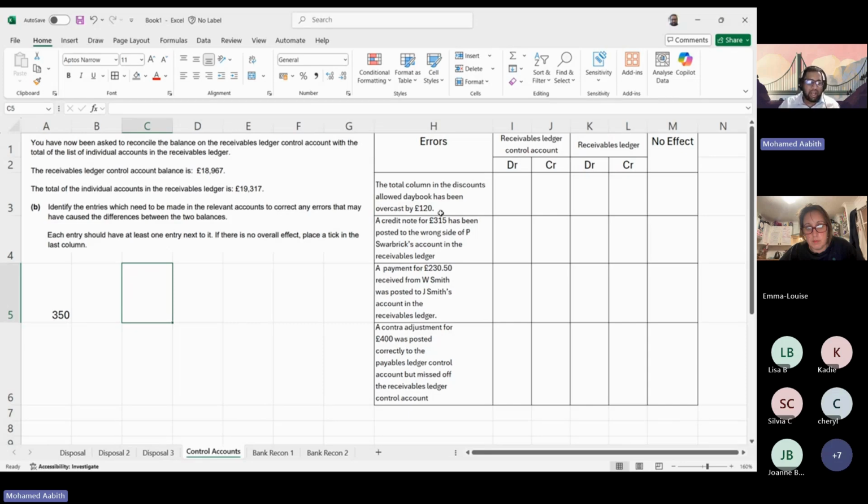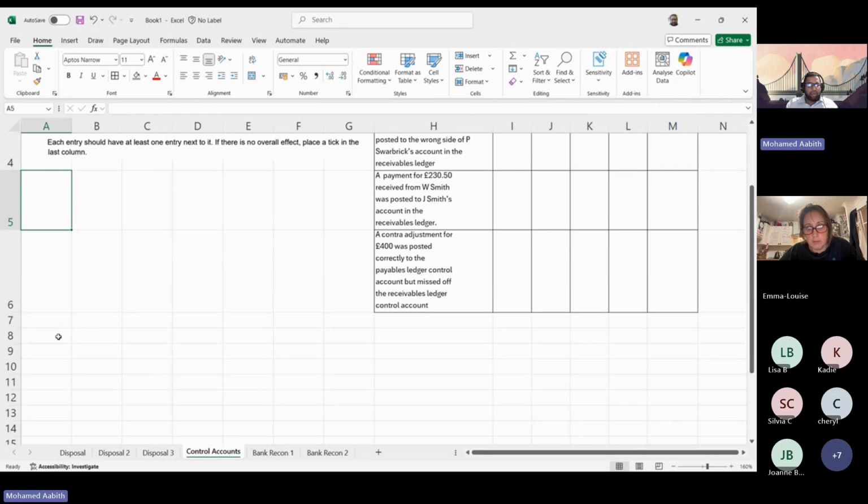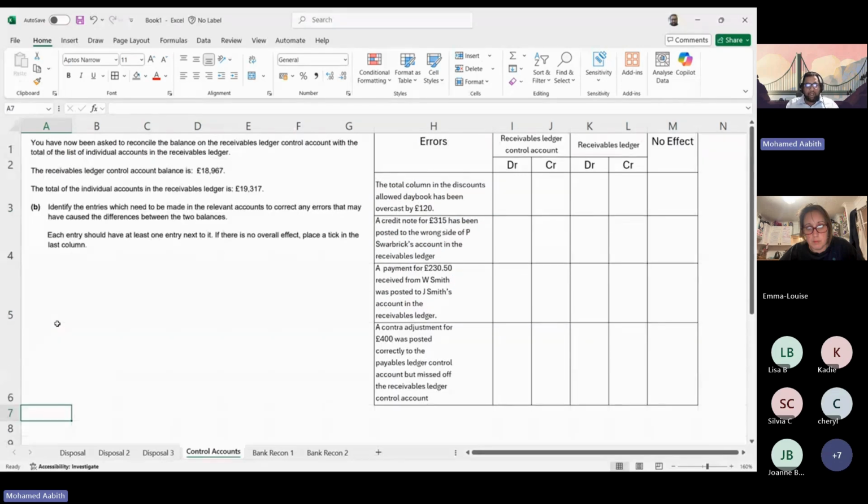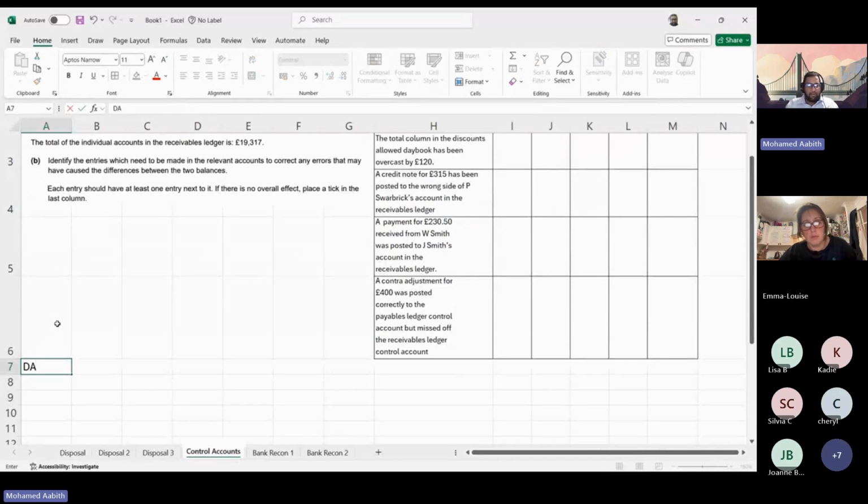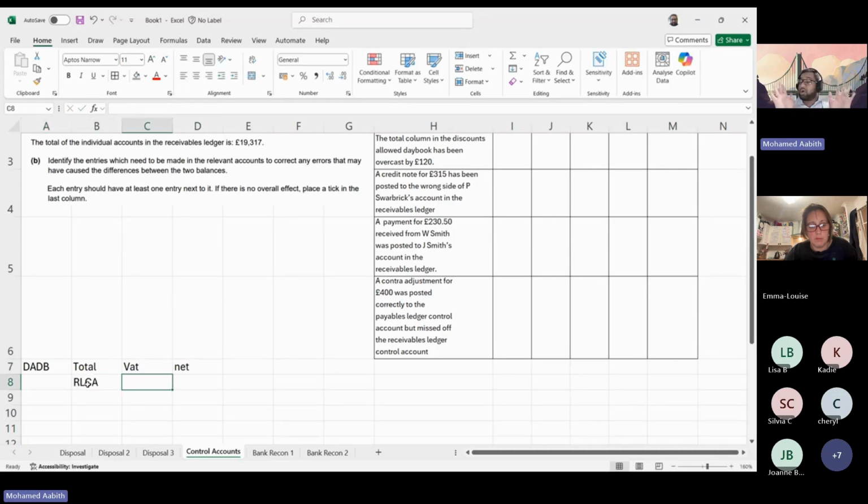So let's have a look at the day book. What is the day book they're talking about? Discount allowed day book. So we have total, VAT, and net. There are three columns here. So the total goes into RLCA. I don't have to go and teach this. These are all level 2 stuff. This goes to VAT, and this one's going to discount allowed. So now I need to know which account is being impacted by this.